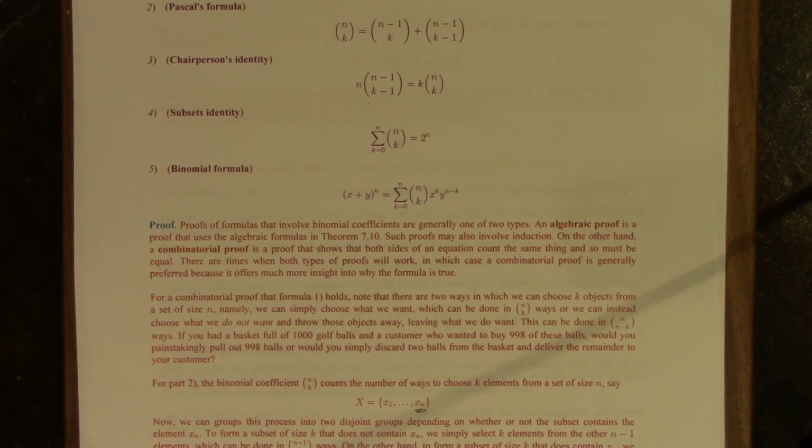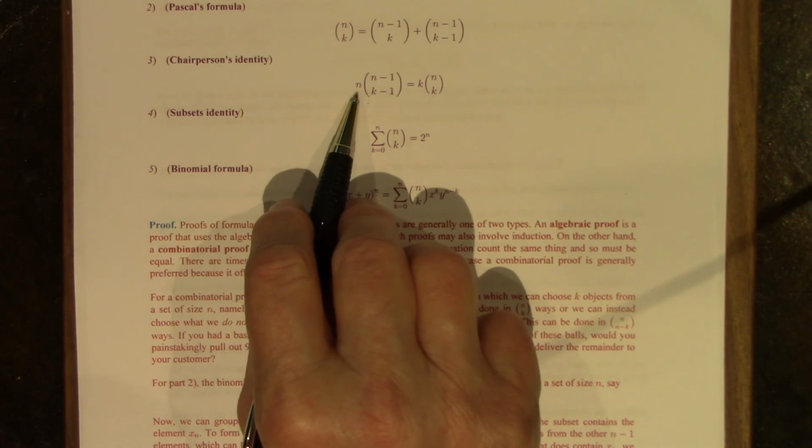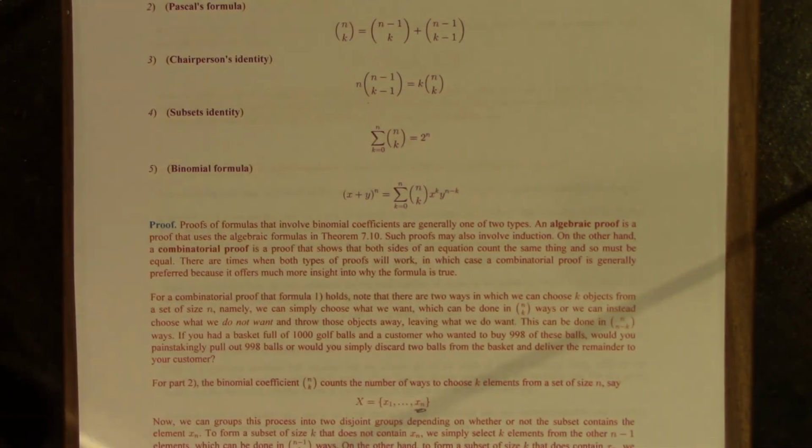You could choose the chairperson first from among all n people. There are n choose 1, or n, ways to do that.